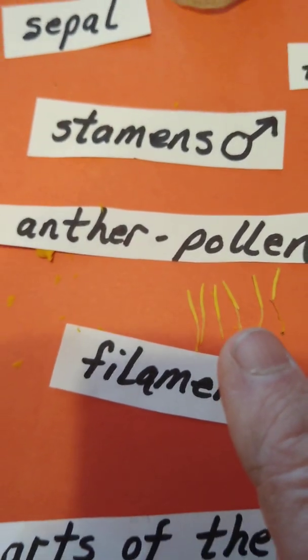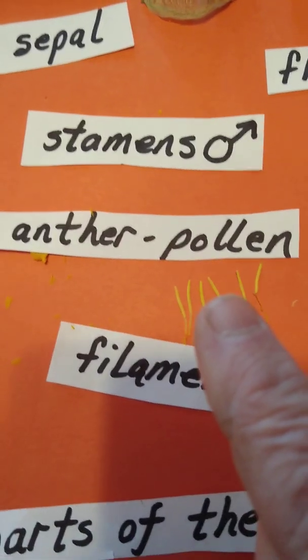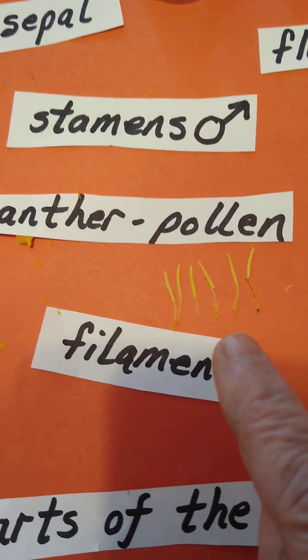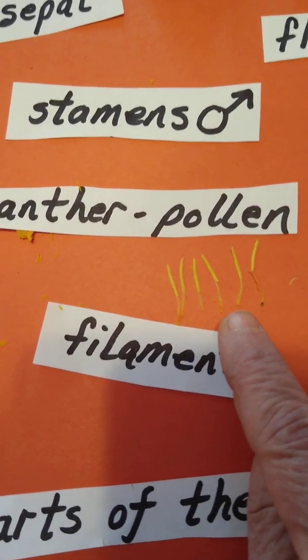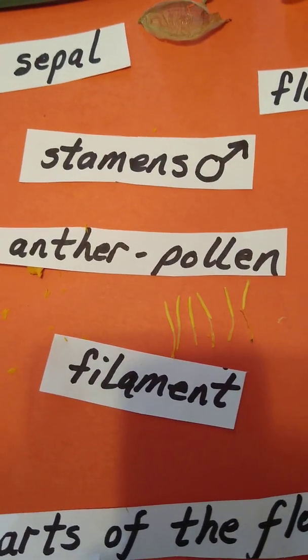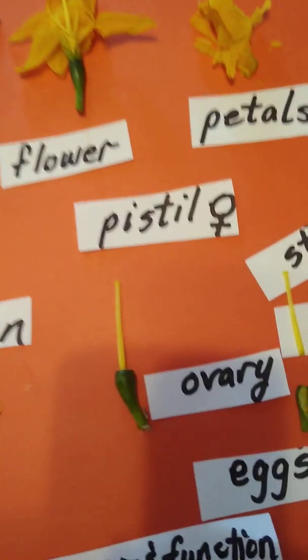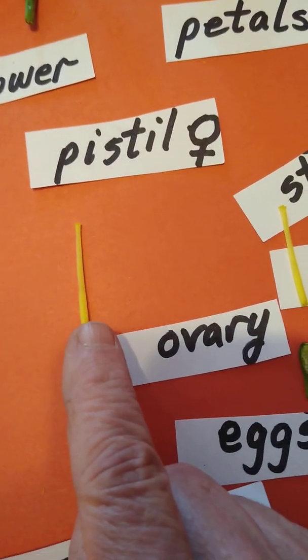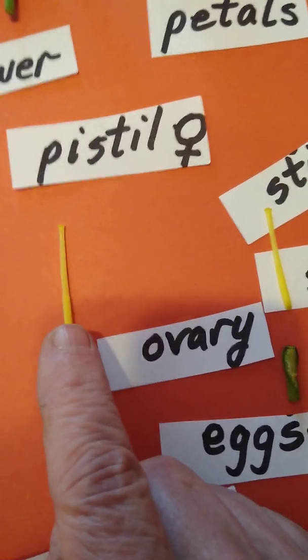They're carried on the anther. The anther is attached to this little thread-like structure here called a filament. This holds the pollen out for the pollinators to find. The pollinator then carries the pollen to this part of the plant, the pistil. This is the female part.